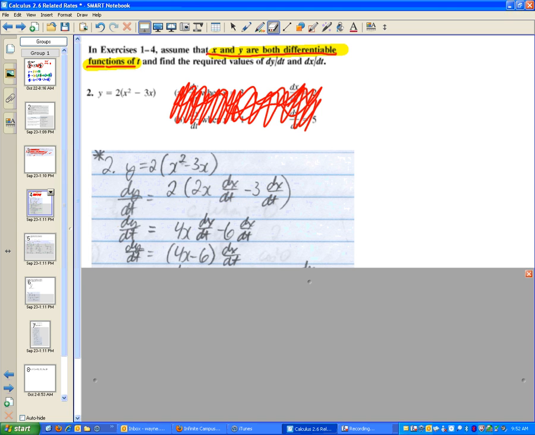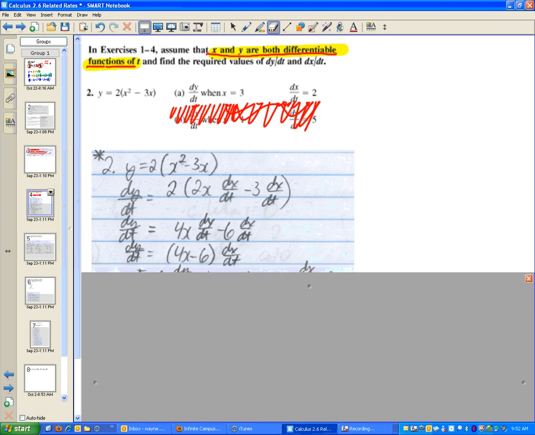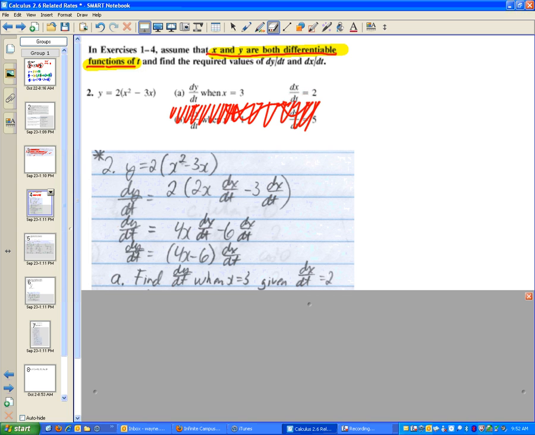Now, you can put the dx dt in front if you want to. Now, part A. We're supposed to find dy dt when x equals 3 and dx dt equals 2. So I rewrote that to say exactly what I just said. Find dy dt when x equals 3, given that dx dt equals 2.